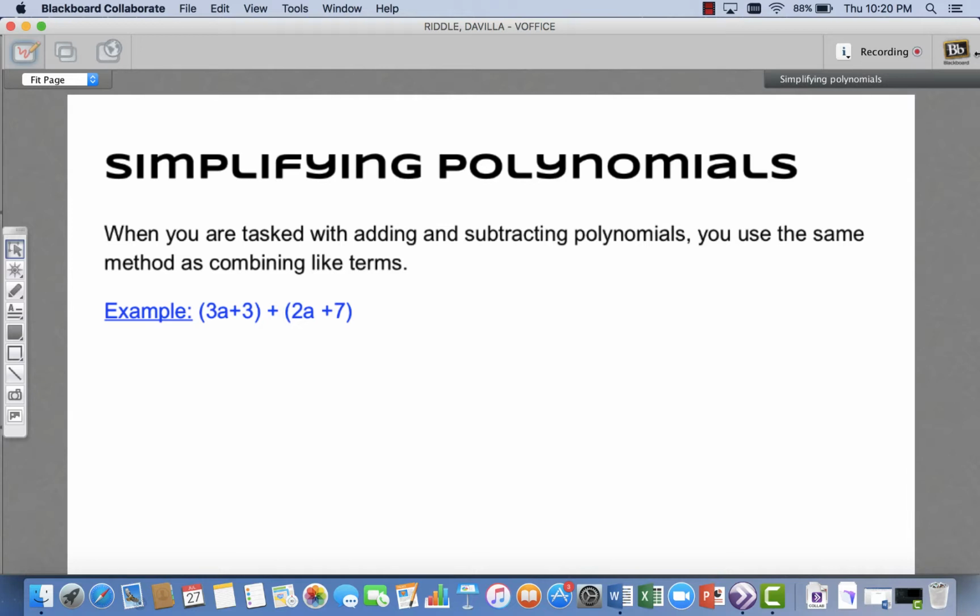So we see that here we have 3a and here we have 2a. Since both of these numbers are attached to the variable a, we can pull it out and rewrite them like this, since they're similar terms, like terms. So 3a plus 2a, and plus, and then our other similar terms are 3 and 7. Those are just regular whole numbers, so they can be added normally to one another. 3 plus 7.